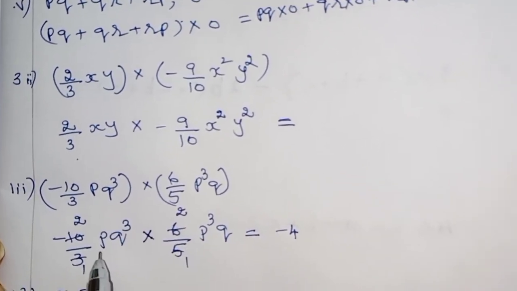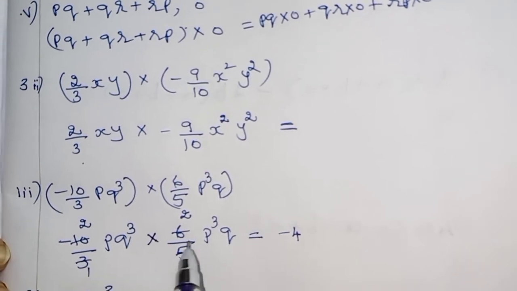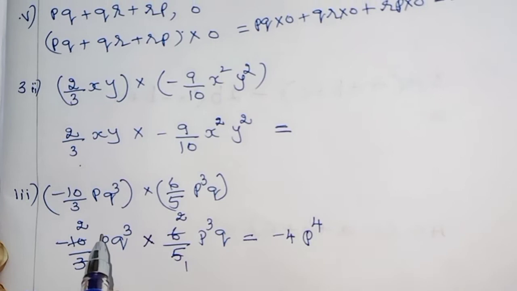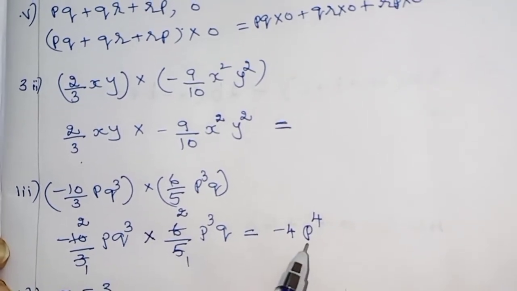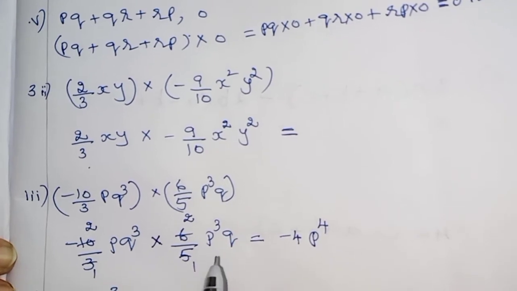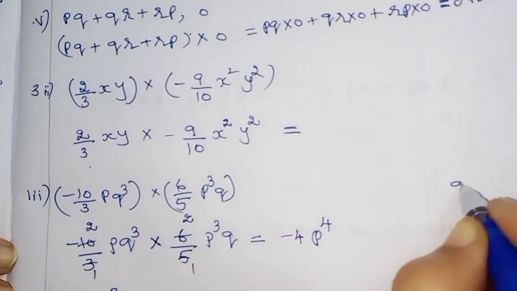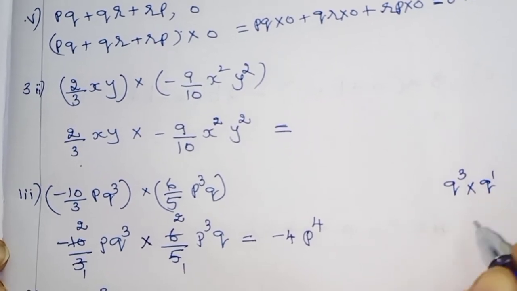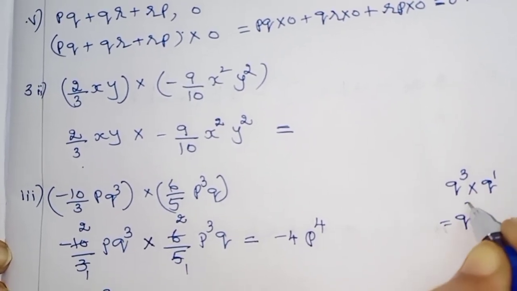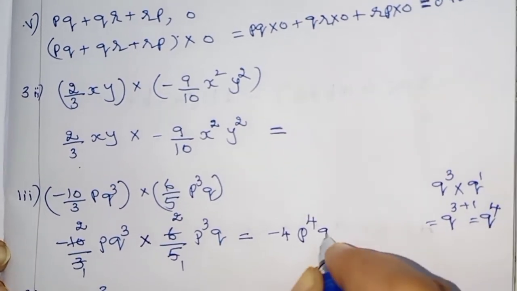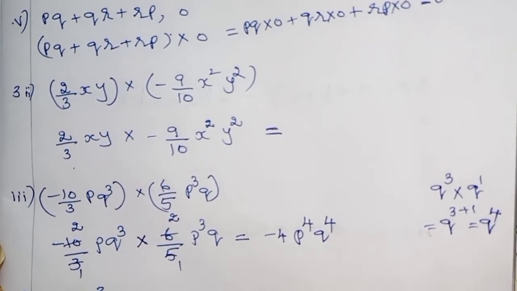Now we multiply the variables. p into p cube is p to the power of 4. That is, we add their powers: 1 plus 3 is 4. So it is p to the power of 4. Now q cube into q. Here I am doing q cube into q, meaning q to the power of 1. This is equal to q to the power of 3 plus 1, that is equal to q to the power of 4. So q to the power of 4. This is the answer.